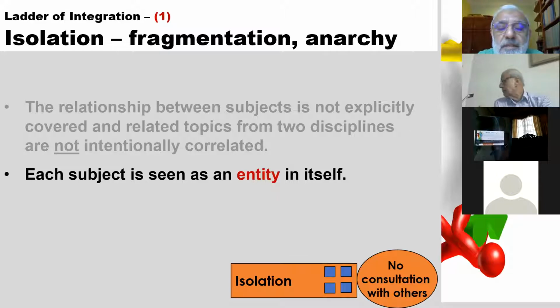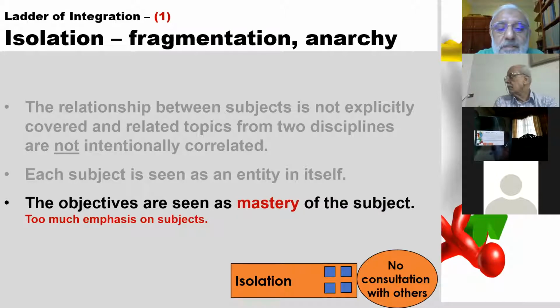Each subject is seen as an entity in itself, and the objectives are seen as mastery of the subject. For example, anatomists want their students to be anatomists, and physiologists want their students to be physiologists. So everybody is interested in their own discipline. So this is the fragmentation. There is no coordination, there is no integration at all, and that is the way at least I was taught in my medical school.